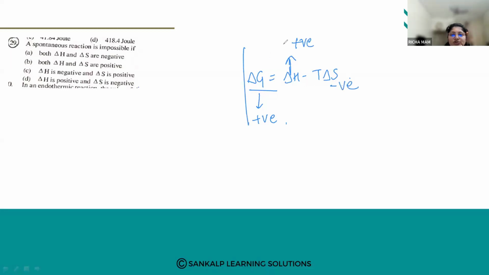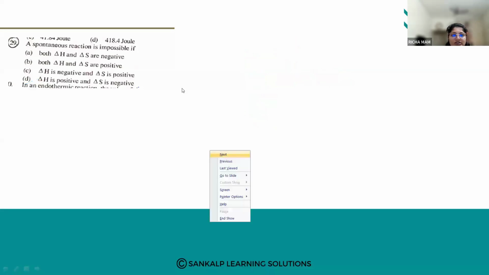So for a reaction to be non-spontaneous, these are the conditions: delta H should be positive and delta S is negative. So option number D is the answer. A spontaneous reaction is impossible if your delta G is positive, for a non-spontaneous reaction. At that time your delta H will be positive and delta S will be negative. So this is the condition for a non-spontaneous reaction.